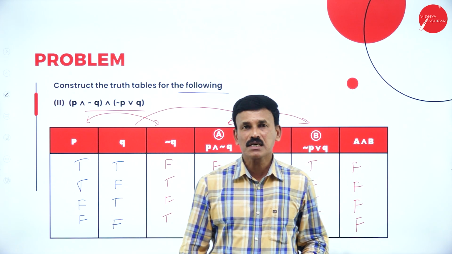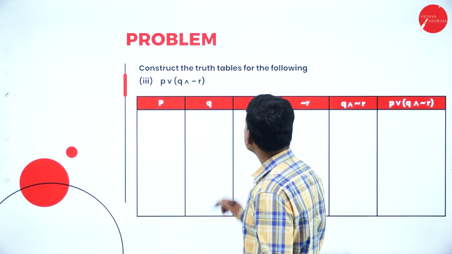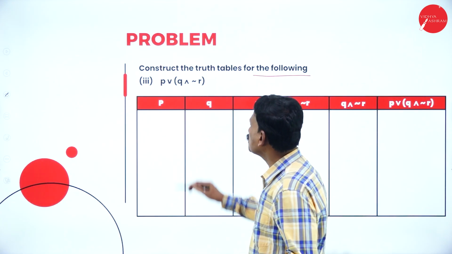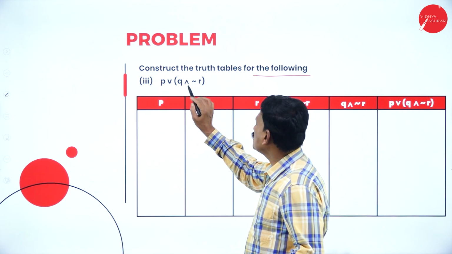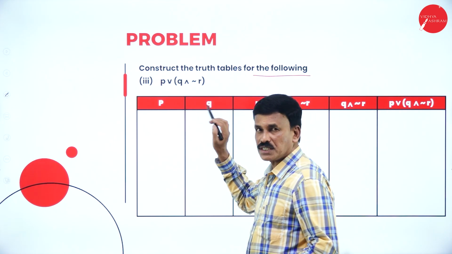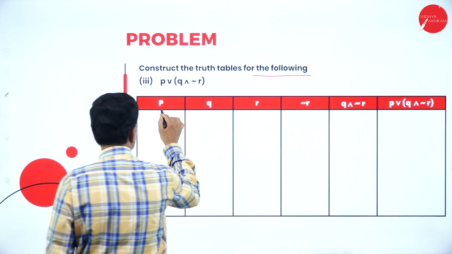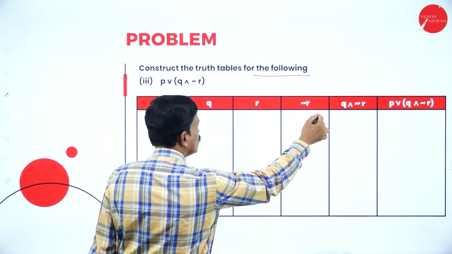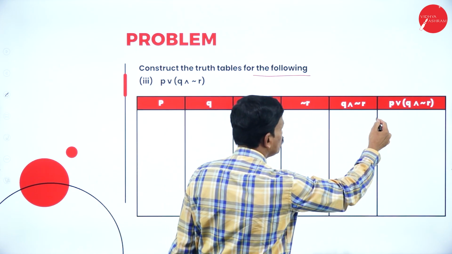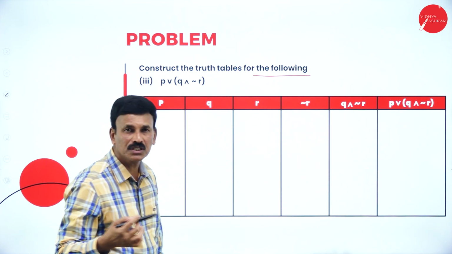Okay. Now let us come to the last problem in this set. Construct the truth table for the following proposition: P disjunction, Q conjunction negation R. So here there are three variables P, Q and R given. So let us write P, Q, R, negation of R, Q conjunction negation of R, and P disjunction Q conjunction negation R.